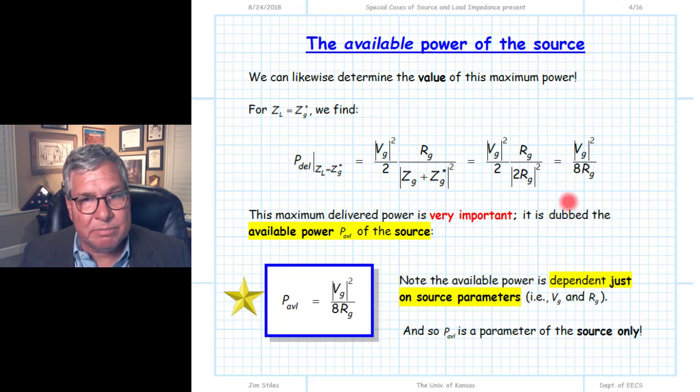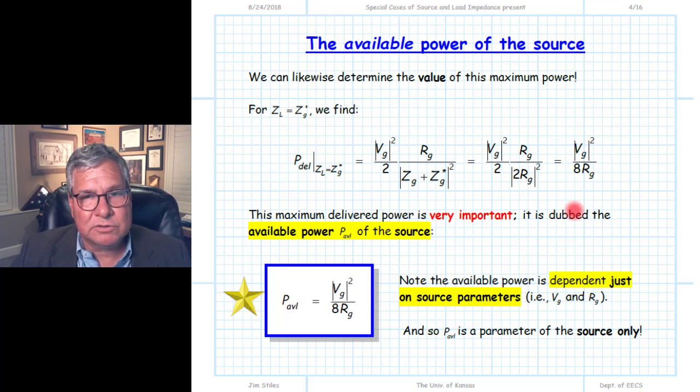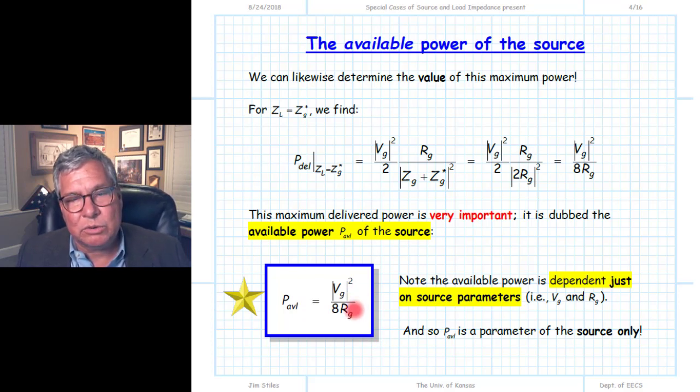And this result is very important. Many electrical engineers know this complex conjugate rule. The load impedance should be the complex conjugate of the source. But the real important ramification of that is this idea of available power. When we extract the energy from the source at its maximum possible rate, it turns out to be this value. This value we call the available power of the source. Notice it depends on VG, a source parameter, and RG, the real part of the source impedance. In other words, this is a source parameter. It is independent of the load connected to it.